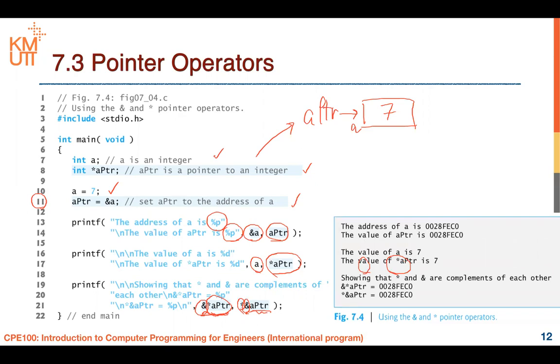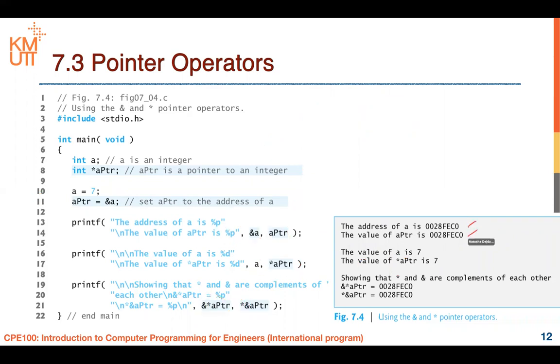Okay, so the first one you print the address. This one will print the address, and this one will print the value at this address. And the last one will show the address of this value. This will be the address. And this one will show the value of the address of a pointer. So it will show the same thing, that is the value of the address of A or the A pointer. Okay.